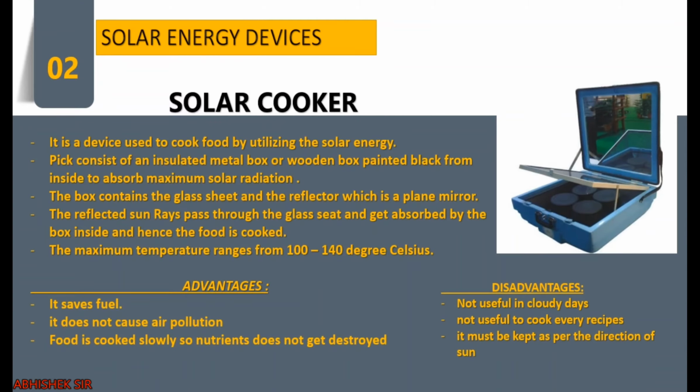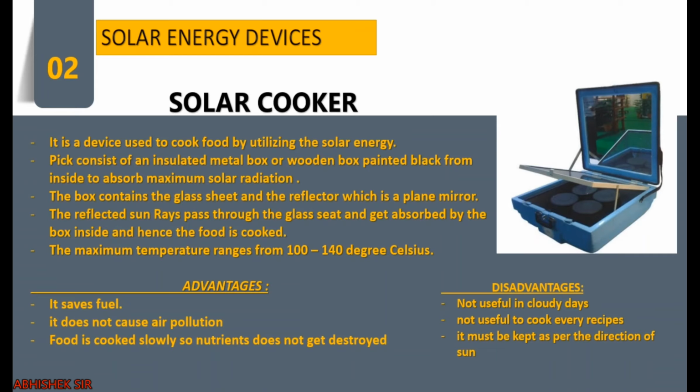Now, let us start with the first solar energy device that we have used. That is a solar cooker. It is a device used to cook food by utilizing the solar energy.